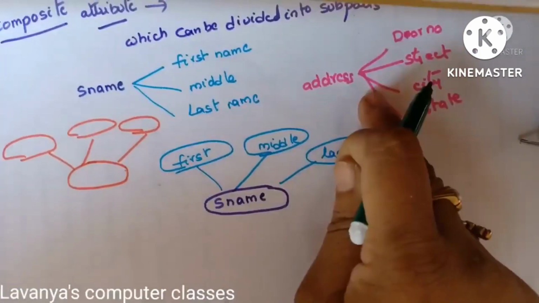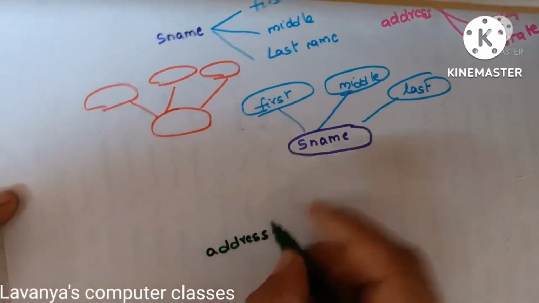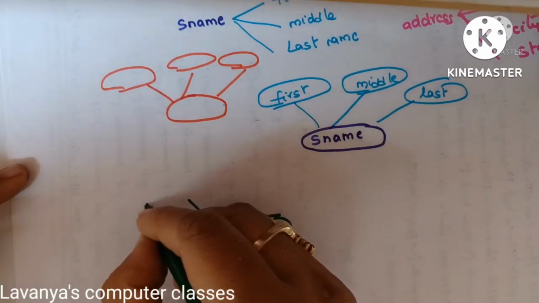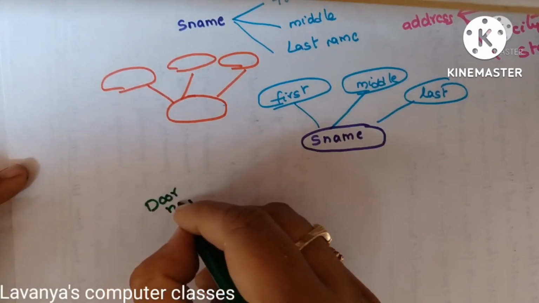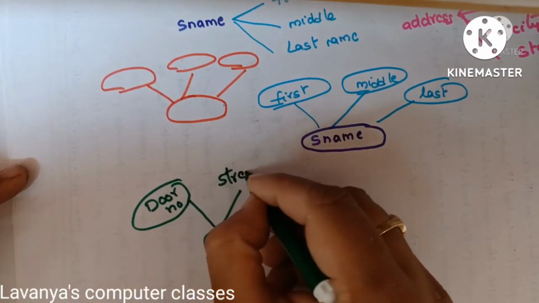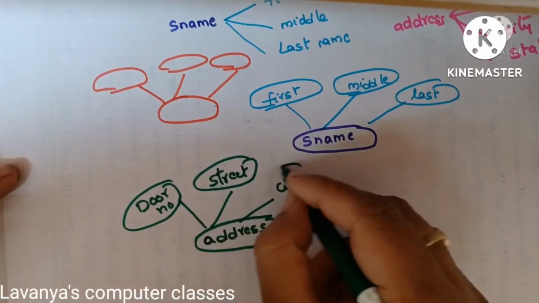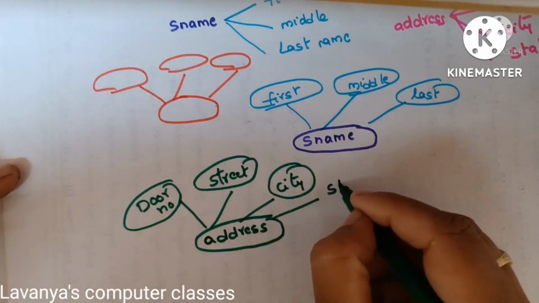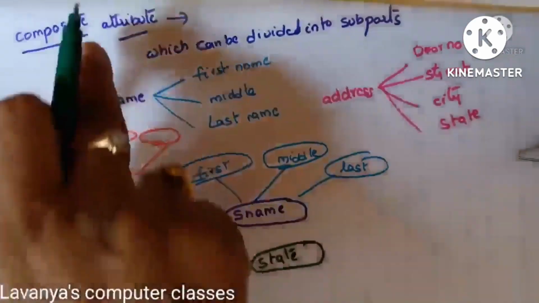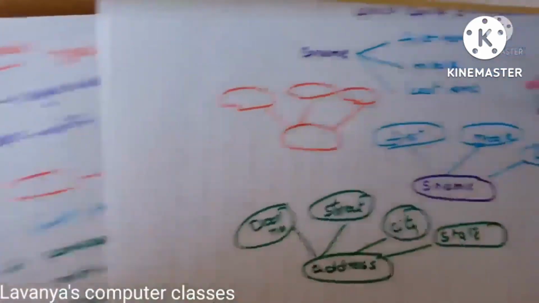Similarly, I draw address also. Address is an attribute, kept in an ellipse, but it is not a simple one. It is a composite attribute. So what are the parts? Door number is one part, street is another part, city is another part. All parts are kept above that attribute. So this is called a composite attribute. Any attribute that is possible to divide into subparts.